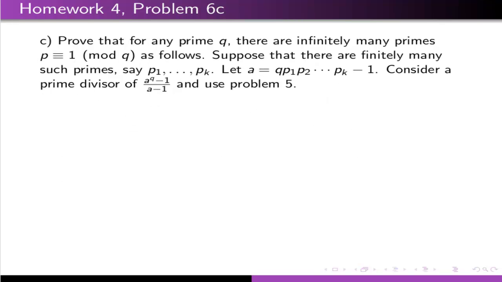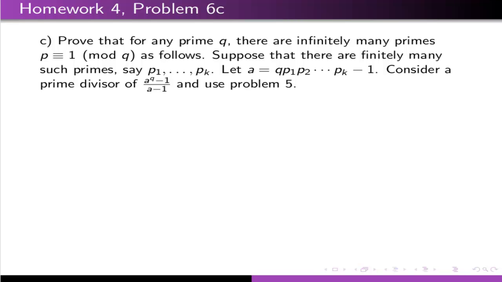Part C, we're going to try to prove there's infinitely many primes congruent to 1 mod q, where q is just an arbitrary prime. So this is a vast generalization of what we've done before to show there's infinitely many primes. I think we had another problem where we were doing infinitely many primes congruent to negative 1 mod 4.